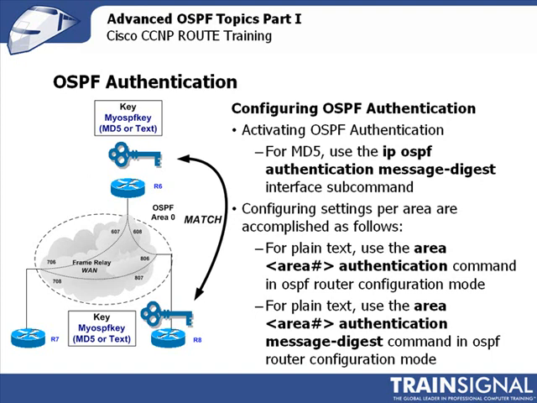If you want to designate settings for an entire area, you can go into OSPF router configuration mode, and if you want to use plain text, for instance, if we were doing it for Area 0, we do area 0 authentication. If we want to do it with MD5, it would be area 0 authentication message-digest.